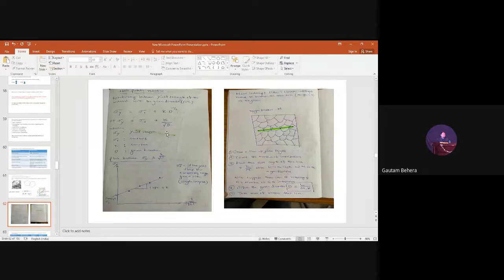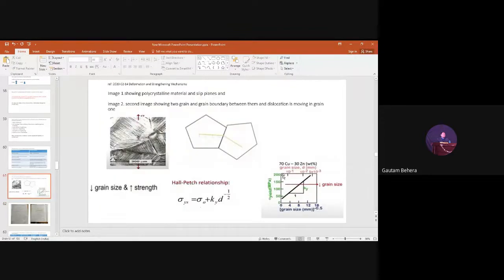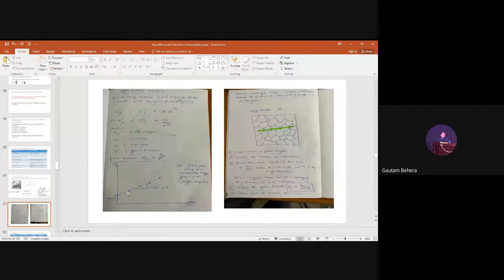And sigma naught here is a constant. K is a constant. And d is the grain diameter or size of the grain. So again, I am drawing sigma y versus 1 by root d, which I have shown you here. Same thing I am drawing here. If you draw like this, it is a completely linear curve going up and up and up. This is the direction of reduction in the grain size.